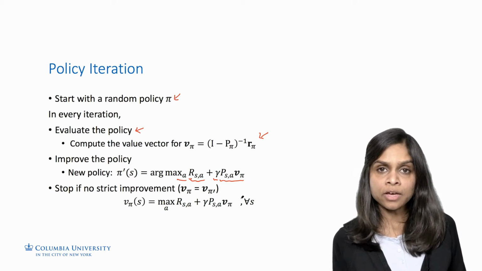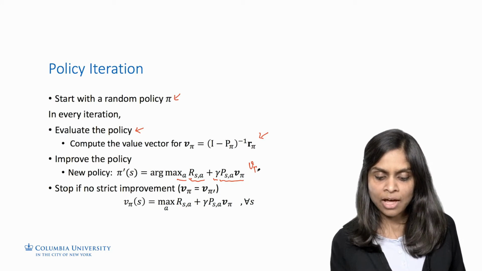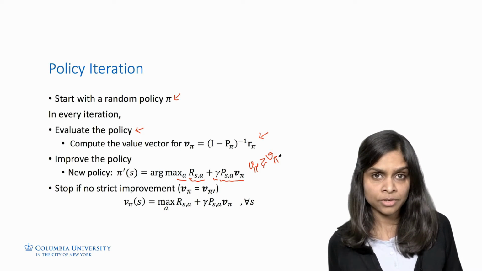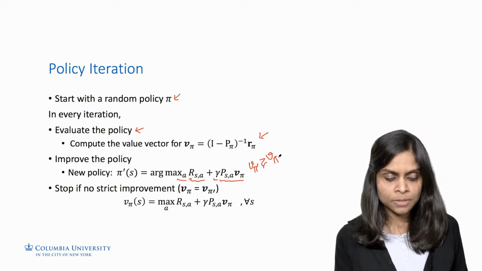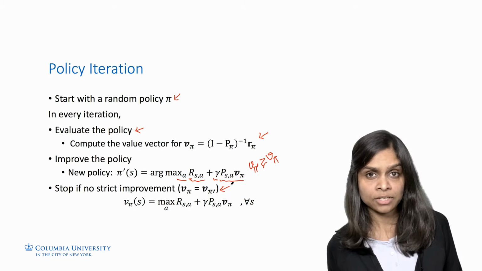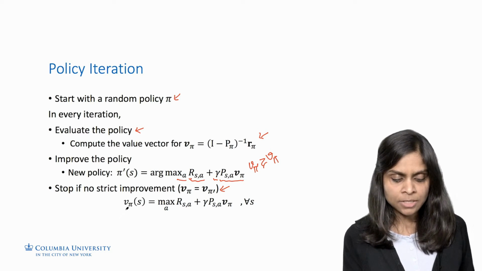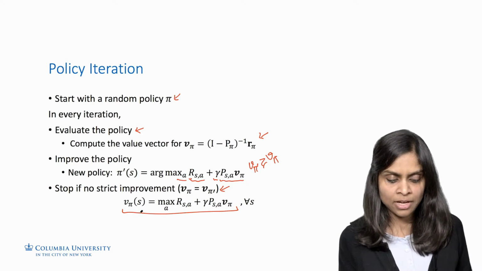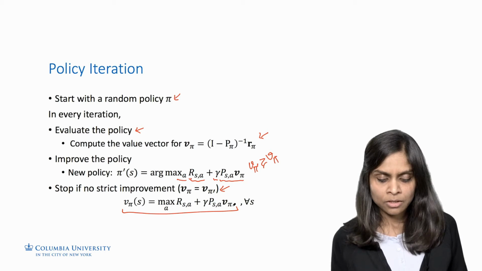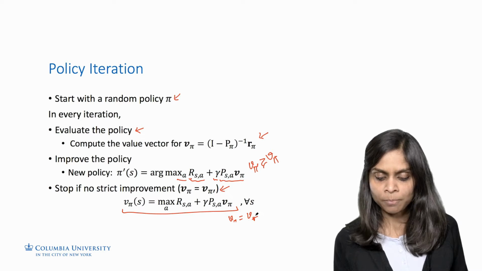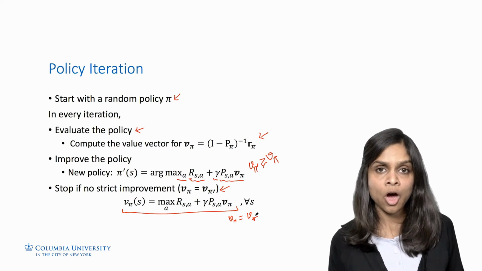Choosing the new policy in this way always guarantees that the value vector of the new policy will be greater than the value vector of the old policy, or at least as good as the value vector of the old policy. This process stops if we find in an iteration a new policy which has exactly the same value vector as the old policy. At this point, we know that the new policy or the old policy satisfy the Bellman optimality equations. So we know that the value vector of the policy we have is equal to the optimal value function, and the policy is an optimal policy.